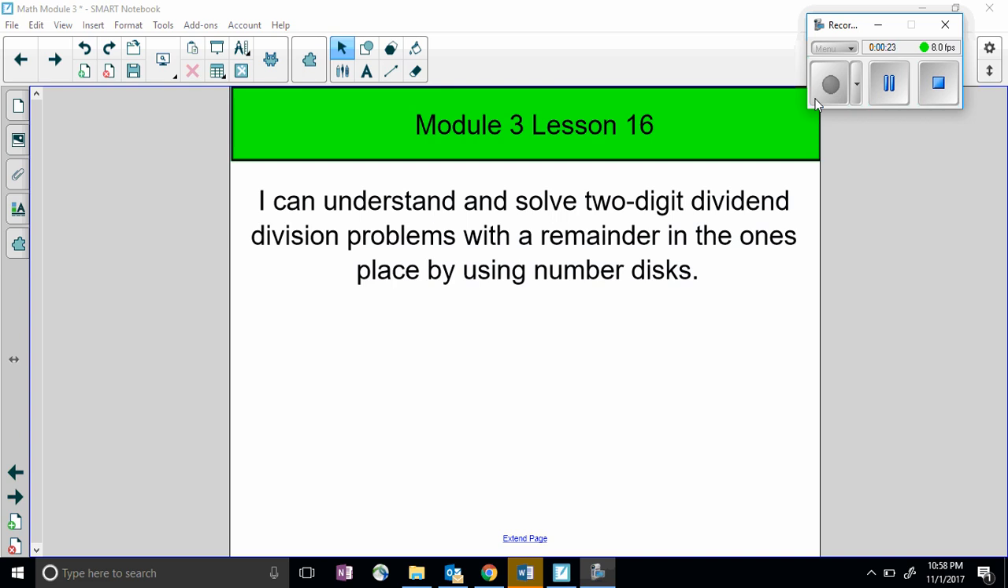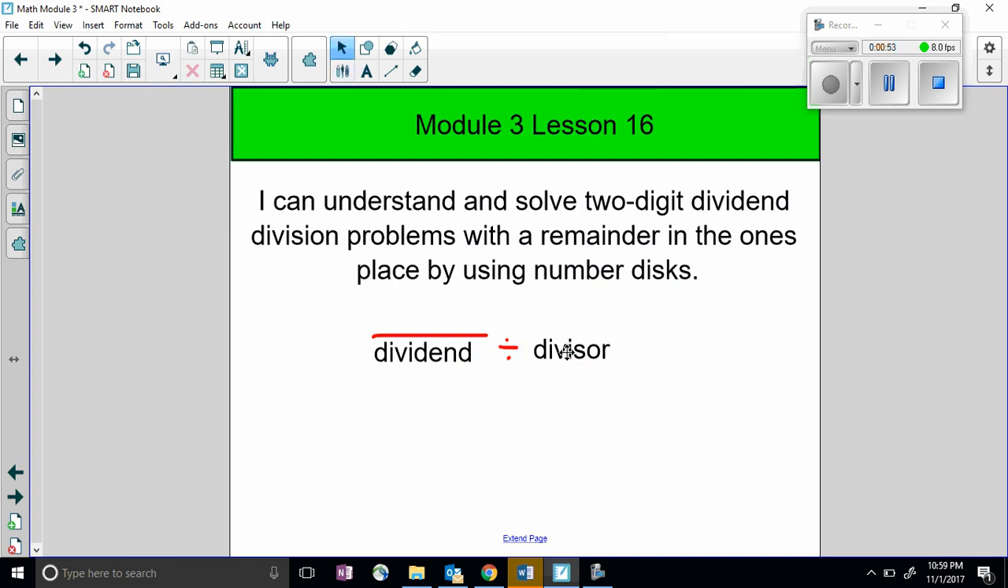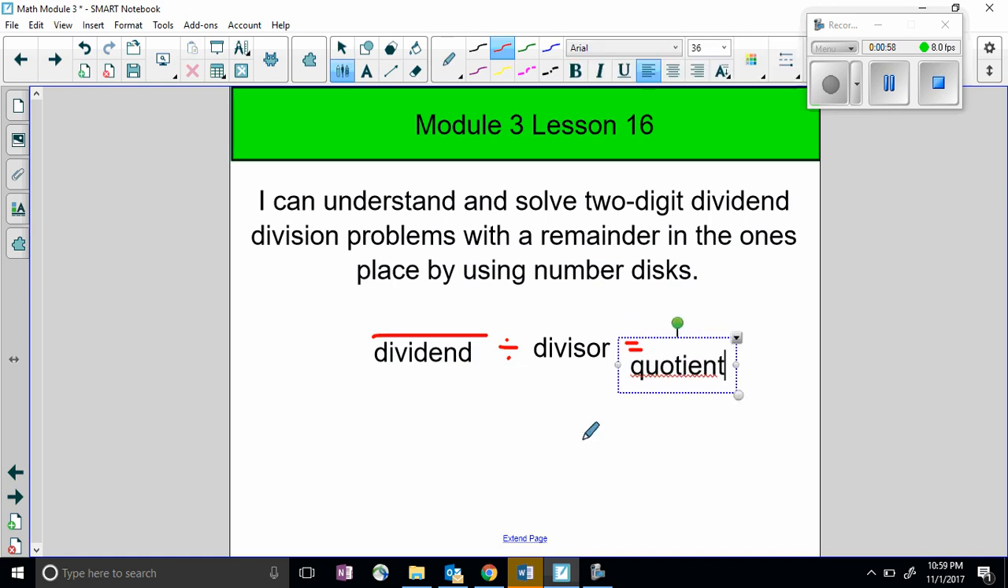So our I can statement is I can understand and solve two-digit dividend division problems. Don't let me lose you. We know what two-digit means. Dividend division just means the big number you're dividing is called the dividend. So then when we're dividing, it's by the divisor, and that's going to equal our quotient.